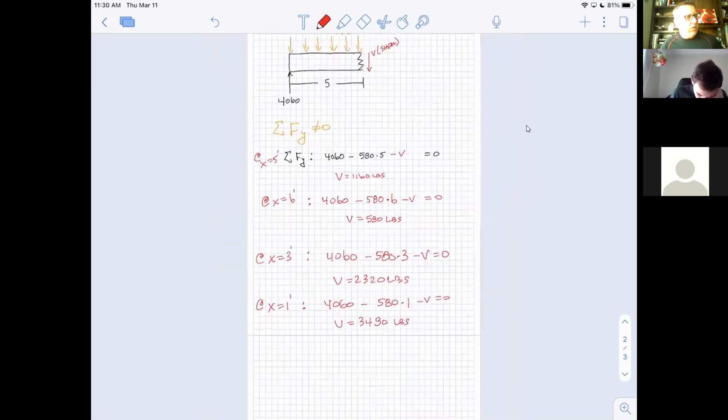So what we're actually after is the maximum shear. There's different shear values at every point in the beam. Let's do one other weird thing that you'll be surprised by. What happens if we choose X to be 7 feet?